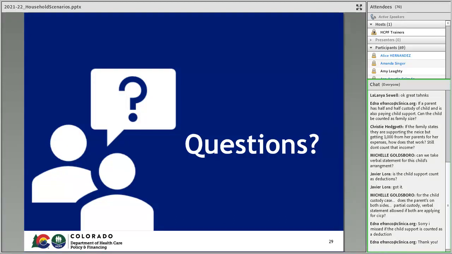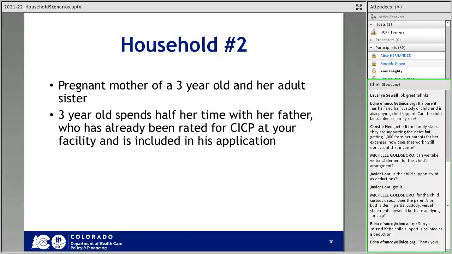Okay. I think that's all the questions for that one. So, household number 2. We have the pregnant mother of a 3-year-old and the mother's adult sister living in the household. The 3-year-old spends half of her time with her father, who has already been rated for CICP at your facility and is included in his application. So he's already got a card. He's included the daughter in his household size.